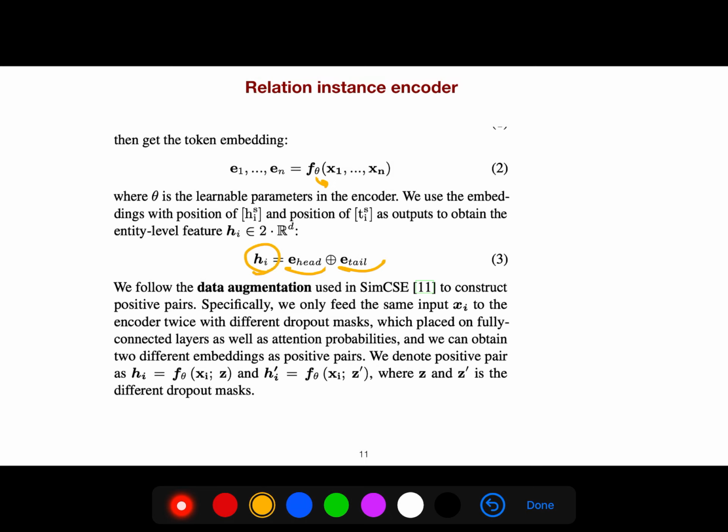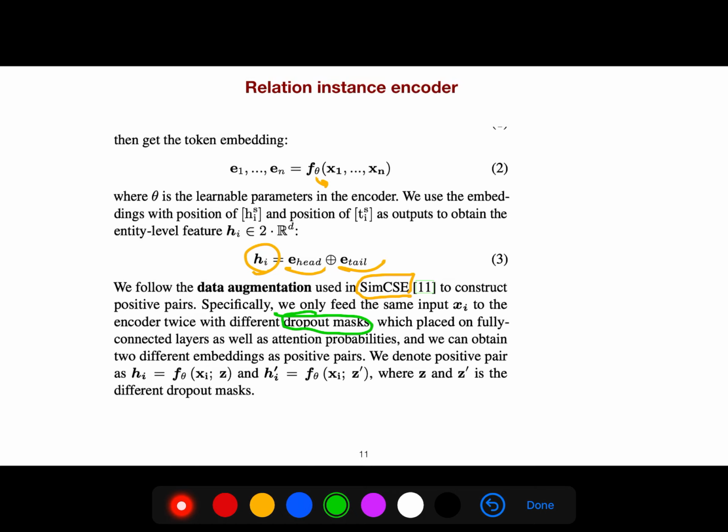Then we follow data augmentation, using the classic approach SimCSE, to construct positive pairs. Specifically, we only feed the same input to the encoder twice. So the way that they are using this augmentation is just a dropout mask that I've explained in a different paper, which plays on fully connected layers as well as attention probabilities. Because in NLP it's difficult to obtain augmentations, we have to use these dropout masks.